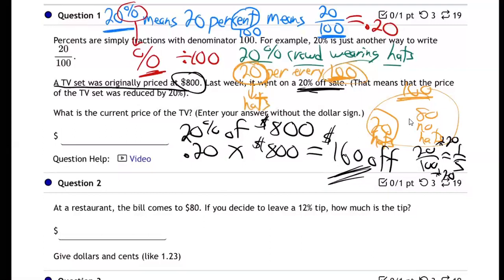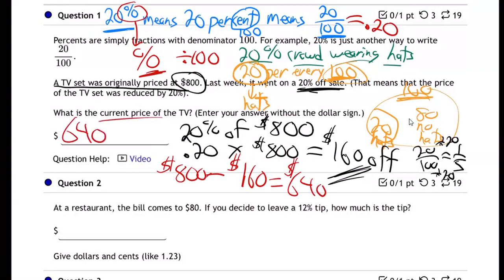So the original price of 800 subtract $160, and we get, what is that going to be? Use your calculator if you need to. $640. So that's the current price, the new price of the TV. We marked it down 20%. So we took 20% of the $800, and of means times, changed to a decimal, get $160 off, subtract the $160. So there we go.